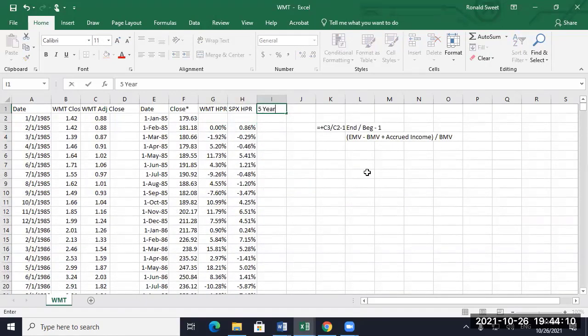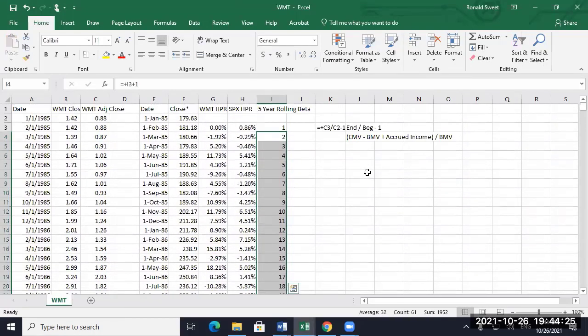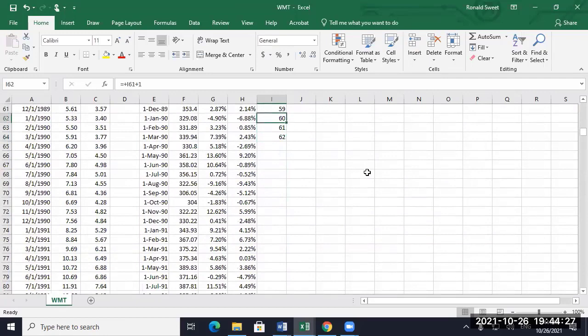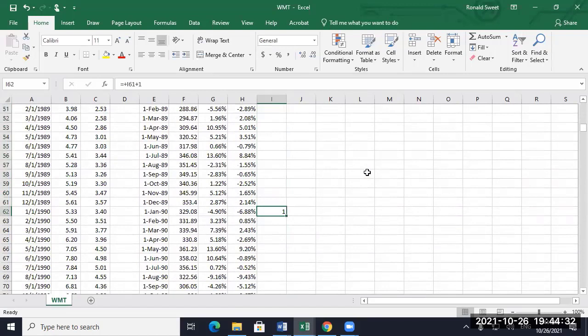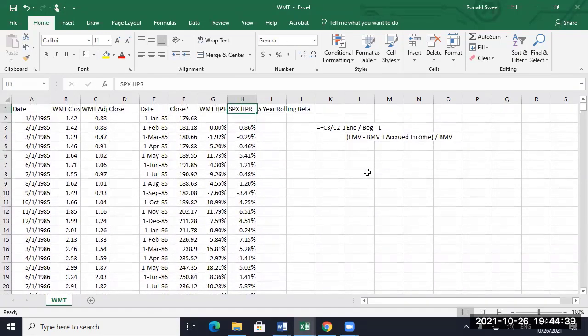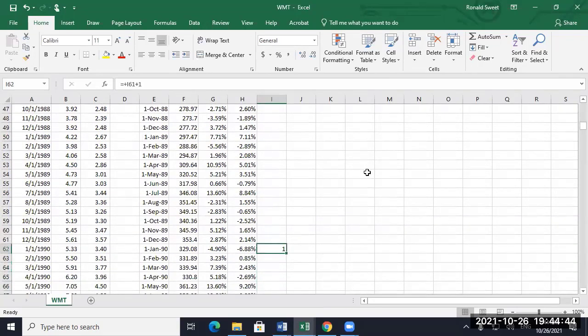So 5-year rolling beta. So how many months in 5 years? About 60, right? So let's go down 60. So there's our first 5-year period right there, right? Right, so 5 years ending January 9th. Make sure you have 5 years, that you don't start right there because you don't have any returns. You want 5 years of returns. All right, so I'll stop there.